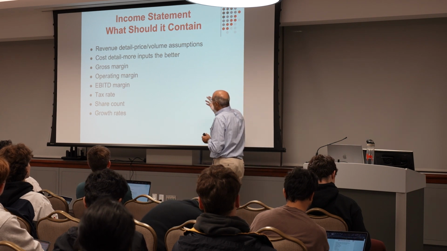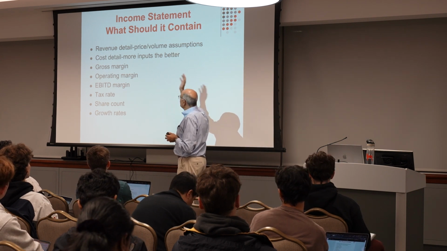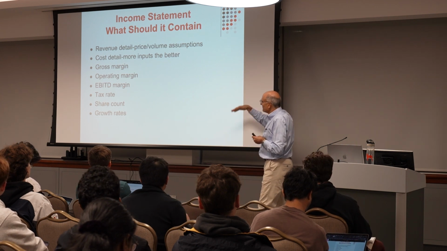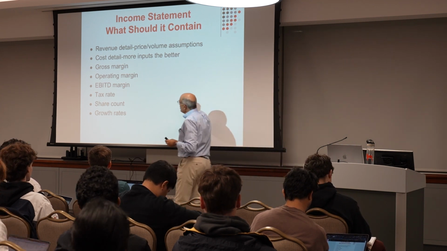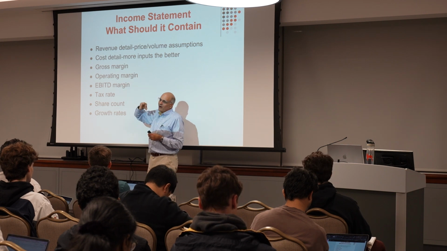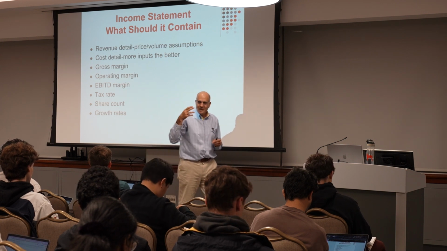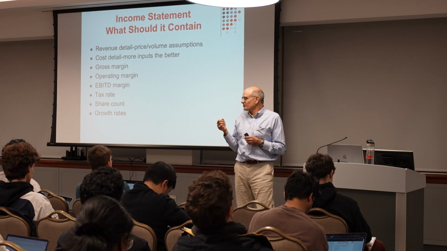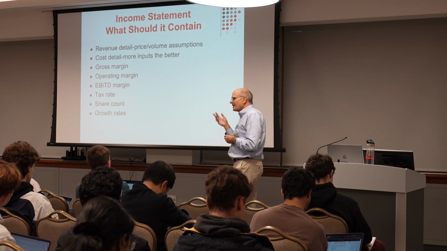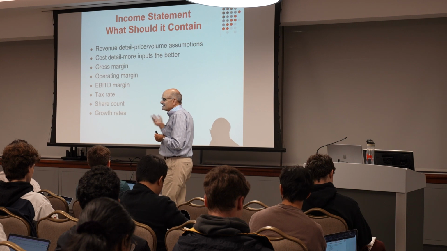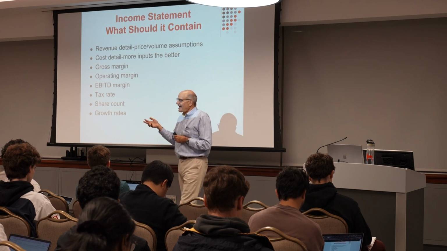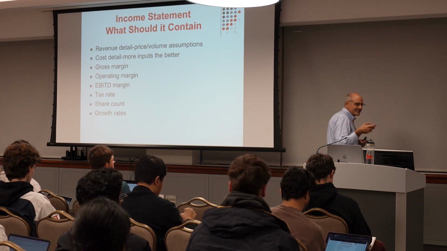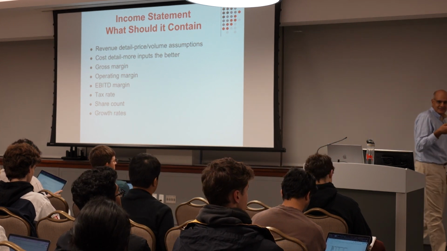So the income statement, what it should contain: revenue detail, price and volume assumptions, right? Cost detail, the more inputs the better. Gross margin. Gross margin is a critical measure that we can learn a lot from in terms of the company and what it does for a living. Companies that have very high gross margins tend to add a lot of value. They tend to have a strong competitive advantage, right? Gross margin reflects the company's competitive advantage.